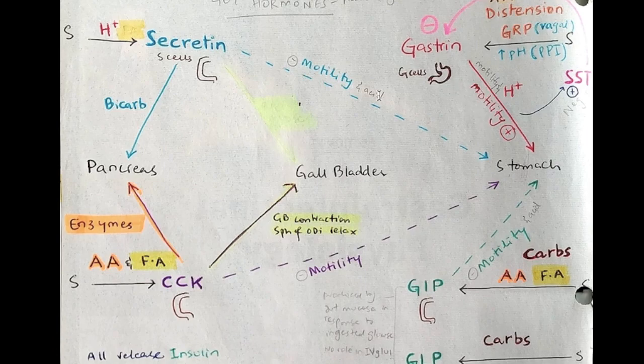We can see that all the other hormones, secretin, cholecystokinin, and GIP, GLP, all of them reduce stomach motility, but gastrin is the only one that increases stomach motility.